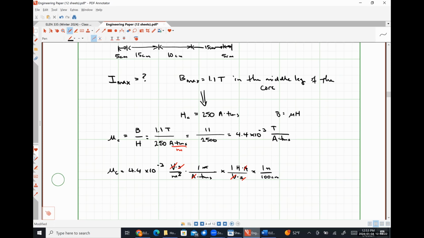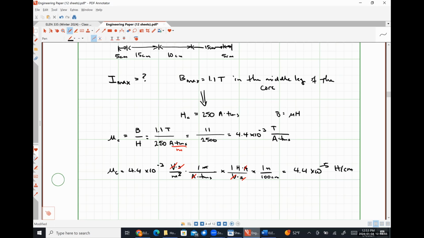So 4.4 times 10 to the minus 5 Henrys per centimeter, in the units that we're looking for. So I do need to update that chart to express the magnetizing force as amp turns per meter. I'll need to make a note to do that. All right, so mu C is done.